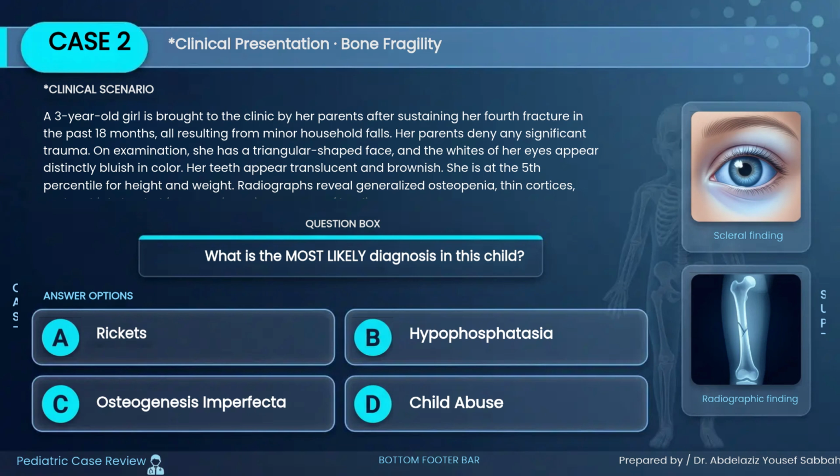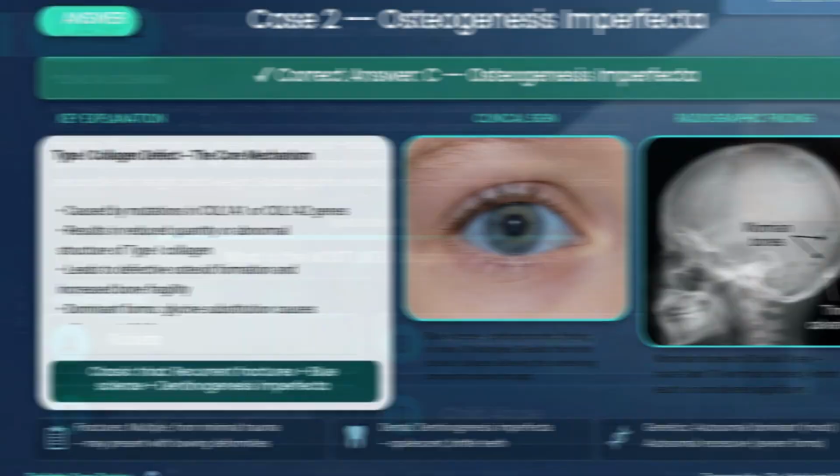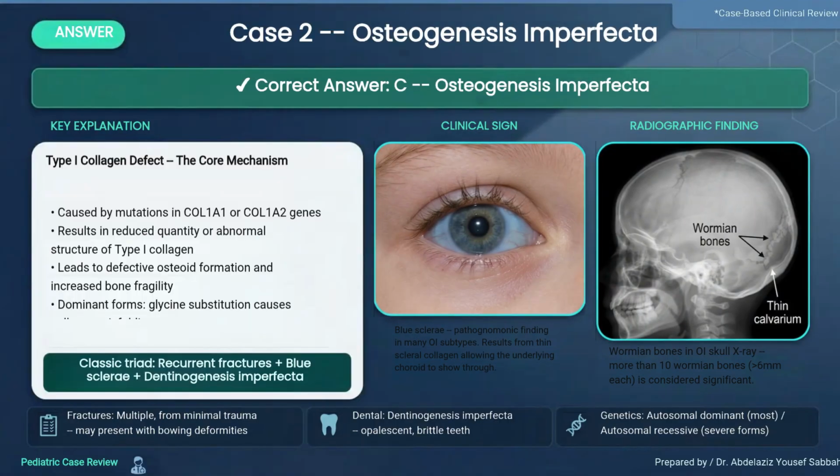What is the most likely diagnosis in this child? Option A, rickets. Option B, hypophosphatasia. Option C, osteogenesis imperfecta. Option D, child abuse. The correct answer is Option C, osteogenesis imperfecta.